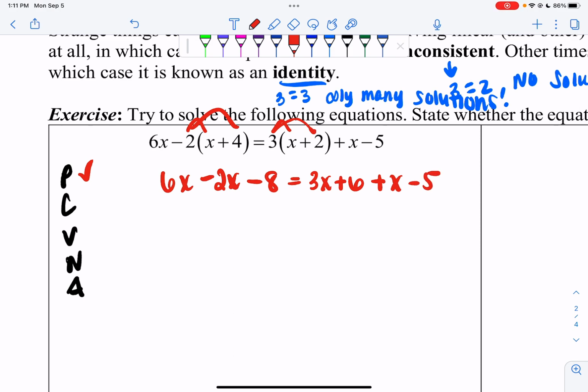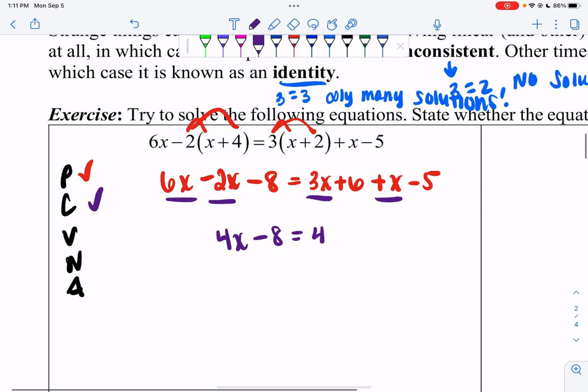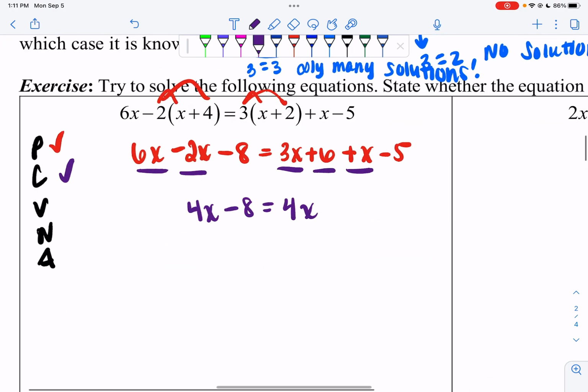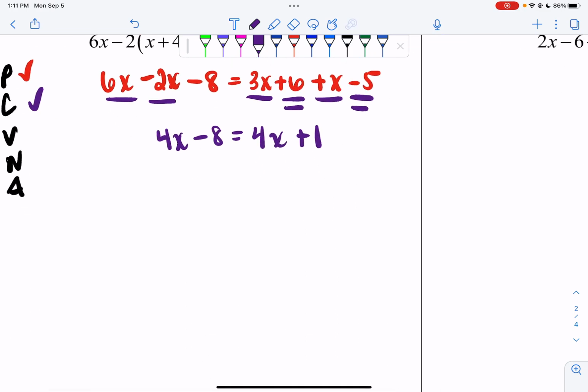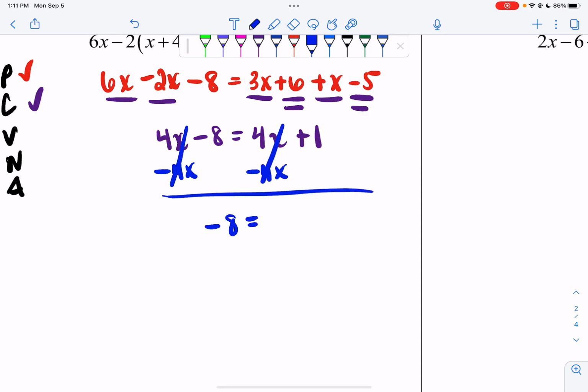I'm going to combine like terms. So 6x minus 2x gives me a 4x, so I have 4x minus 8 equals, combine your 3x with an x, gives you 4x. Now do 6 minus 5. 6 minus 5 is a 1. So I have 4x plus 1. I like to move my x's first, so I'm just going to move this x over here. So I'm going to subtract 4x, subtract 4x. And if you look, cancel, cancel, and I get negative 8 is equal to 1.